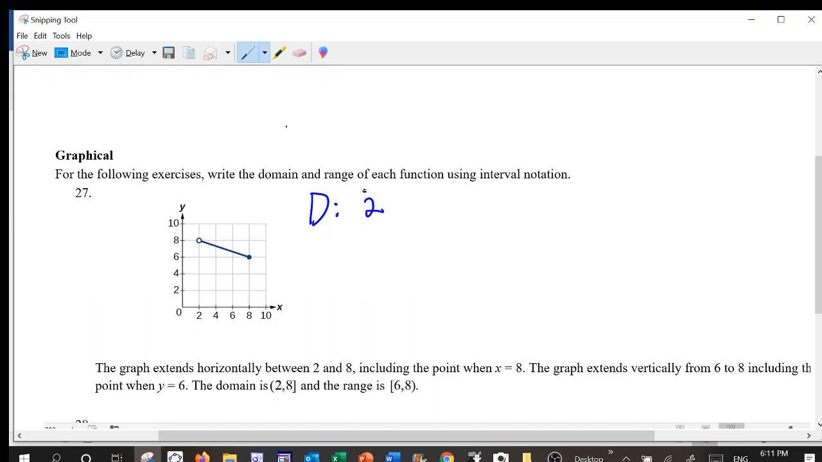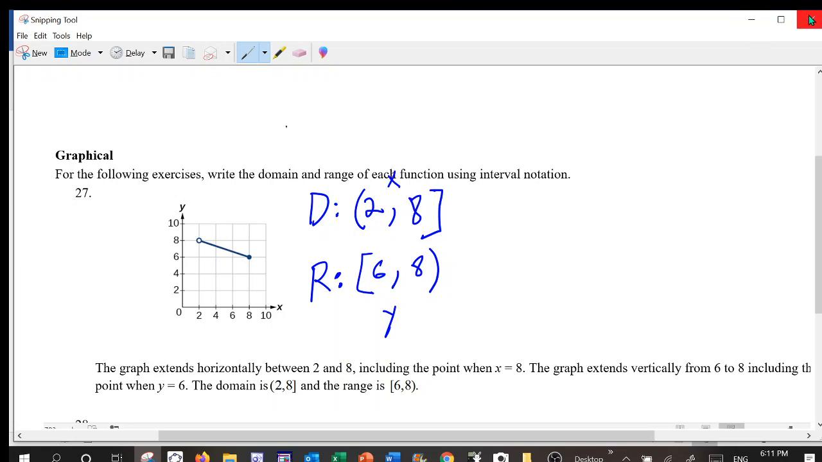So the domain values are basically starting from 2, not including 2 because there is no point here for 2, but right after 2 is good. And we go all the way to number 8, and that's it. That's the domain. Now, what is the range? Well, the range is the y values. So the y values, as you notice here, go from 6 to 8 and not including 8. So remember, these are y's and these are x's.